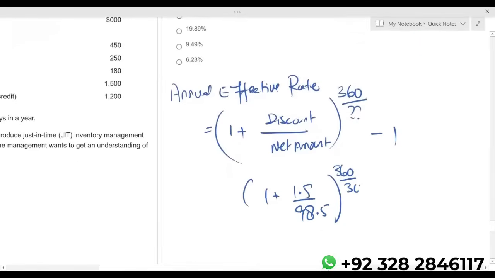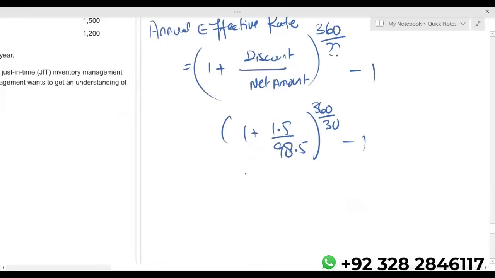30 days. So basically what comes in the denominator, just check how many days your customers were taking before the discount and how many days they will take in order to get the discount: the difference, the reduction in the days. So 360 divided by the reduction in the days, minus 1. Now let's use the calculator. 1.5 divided by 98.5 plus 1.